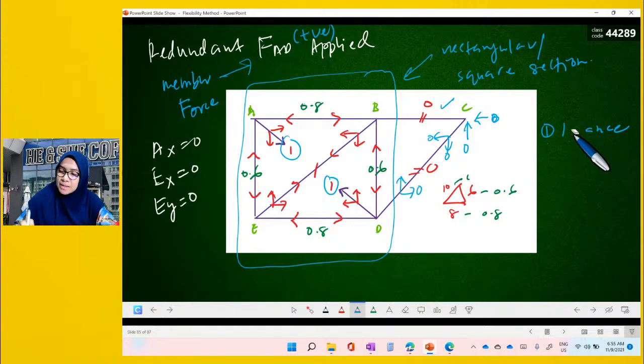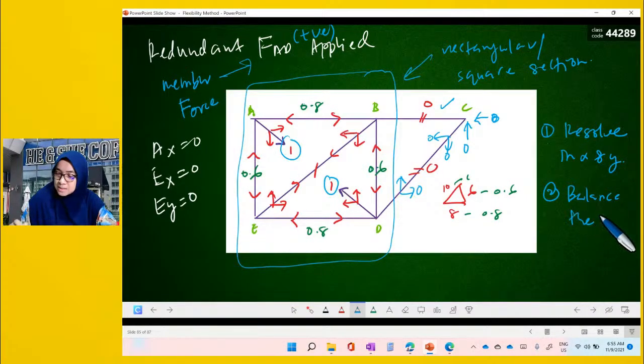Step number 1: not balance but resolve. A unit value of FAD, we need to resolve in X and Y. That is why we get X and Y components for a unit value of FAD. And after that, we need to balance the arrow.